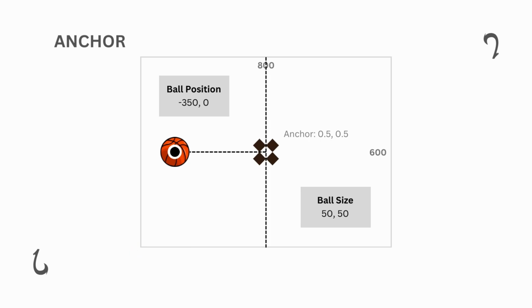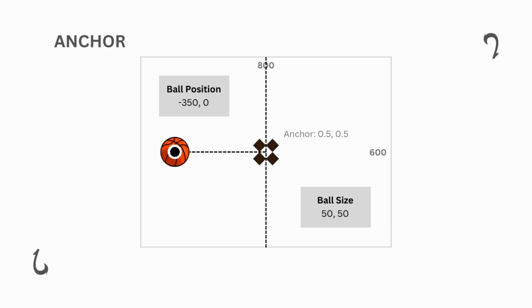Next, if we change the anchor to 0.5 and 0.5, it means our 0, 0 is on the center of the screen. Remember, anchor hooked to the parent object, in this case is the canvas of the screen, which is 800 and 600. That's why its 0, 0 coordinate is actually on 400 and 300.